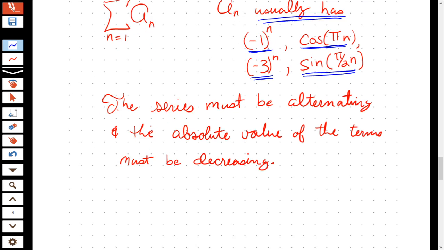The alternating series test says that the series must be alternating and the absolute value of the terms must be decreasing, and if the terms are decreasing, the series converges.